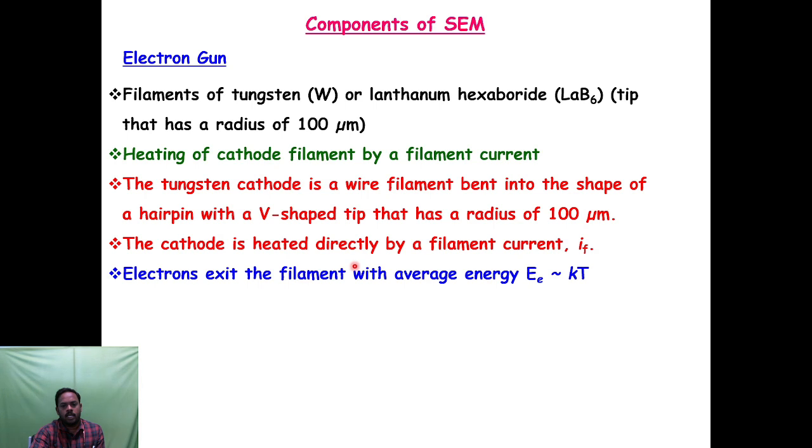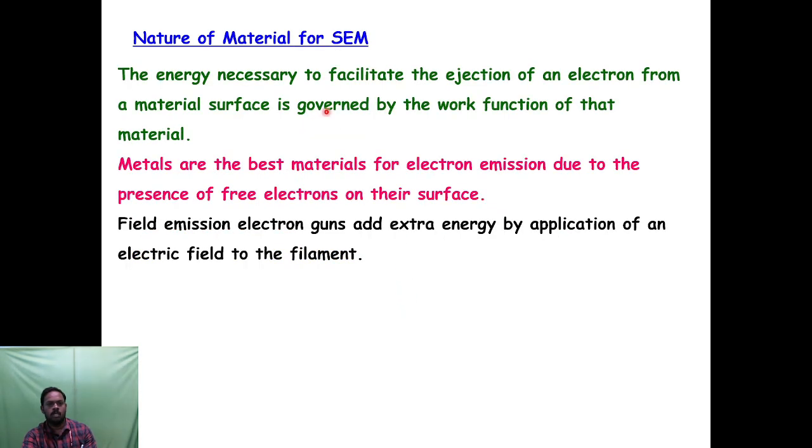The cathode is heated directly by the filament current IF. The electron exits the filament with an average energy of E approximately equal to kT. So the electron gun materials are tungsten or lanthanum hexaboride. It will be heated using the filament current, so that will produce the electron beam. It will be focused using the condenser lenses, which we will discuss in another slide.